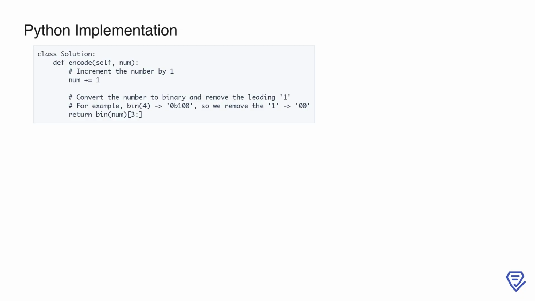The key step is to remove the leading one from this binary representation. According to the problem, the encoded number is derived from the binary representation of number plus 1 with the most significant bit, the leading one, removed.